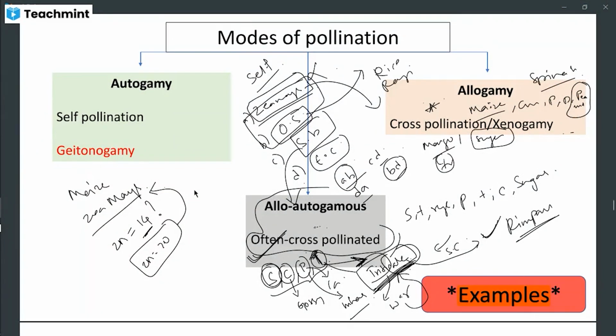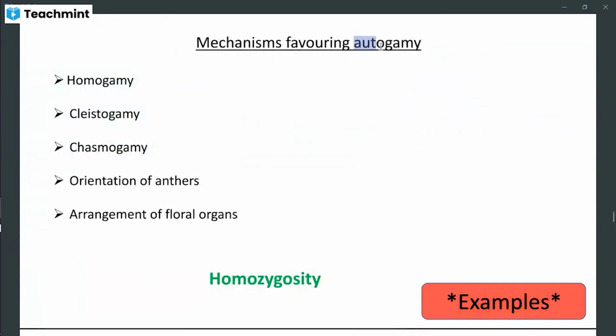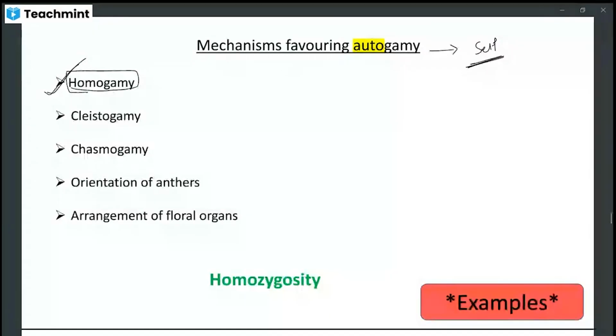Okay. So the examples are the most important thing, and modes of reproduction and pollination is the most scoring chapter. No one should make mistakes when you attempt questions from this chapter. And now we will see the mechanisms favoring autogamy. Autogamy means which pollination? Self-pollination. Yeah, self-pollinated crops. So there are five different mechanisms. One is homogamy. Hope you know what homogamy means. Anyone, just briefly. What do you mean by homogamy? Same maturation.